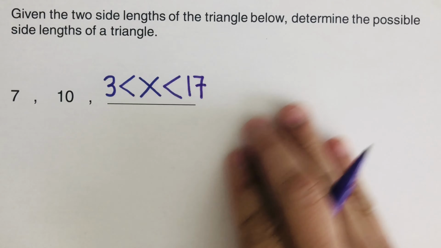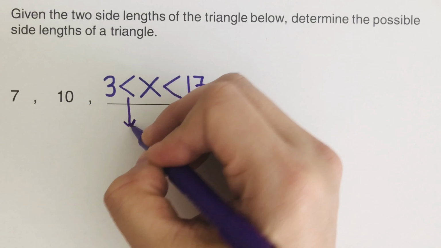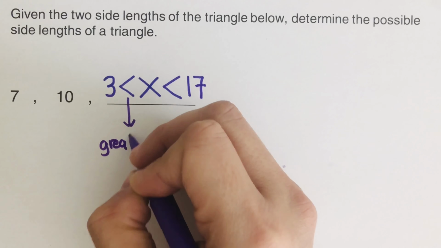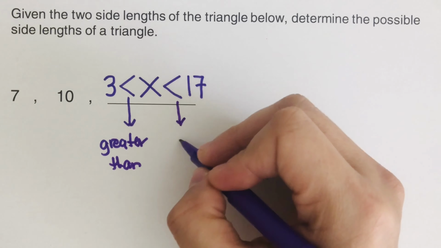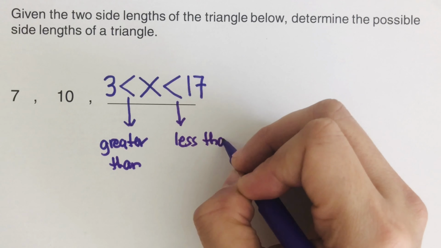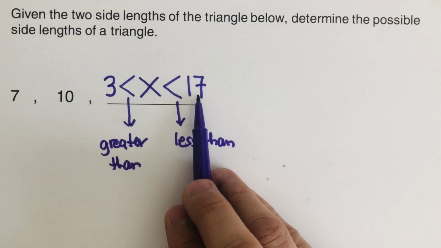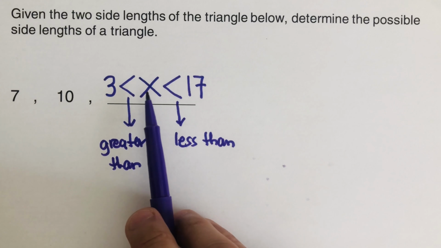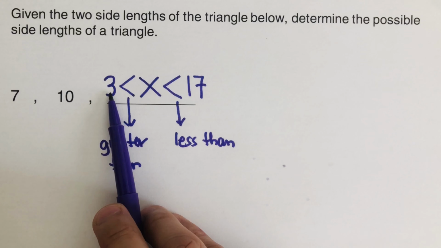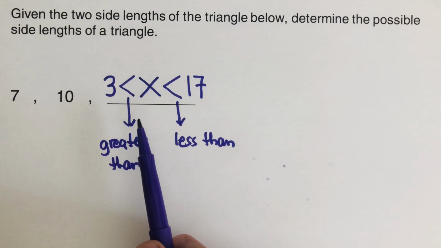If you do the graph, it should fall within this. By the way, this is read as greater than. And this is read as less than. 3 does not work, but 3.1 would work. So 17 does not work because it has to be less than, unless there's a line underneath this. So this notation is read as x is greater than 3, x is less than 17. Did you get the same answer as this?